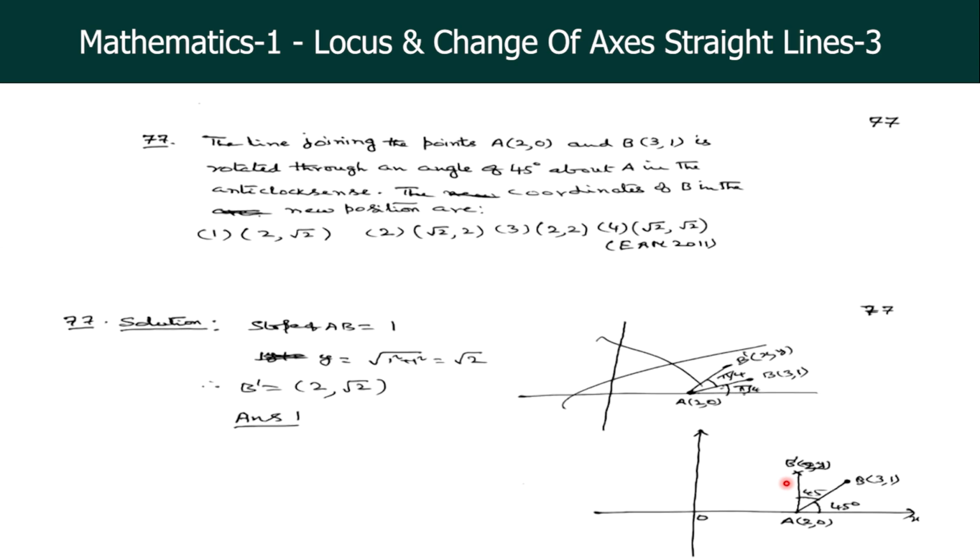So, AB dash makes 90 degrees. Okay. So, therefore, y is equal to root 2. So B dash is equal to (2, root 2).